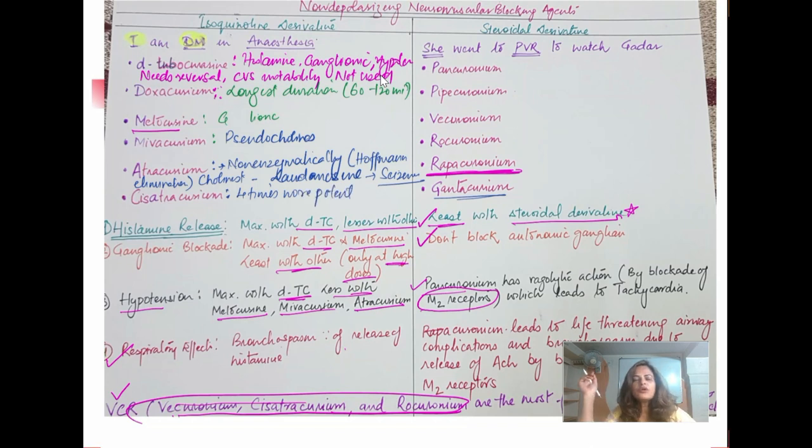Isme kya hai? This is also metabolized in the same way. Hoffman elimination hoti hai isme bhi. But isme kya hai? That metabolic product, laudanosine, which is going to produce the seizure, is not produced. Wo isme cis atracurium mein nahi hota. So we prefer cis atracurium over atracurium. So these are the few important differentiating points among the isoquinoline derivatives.